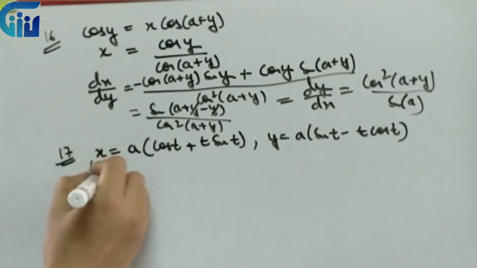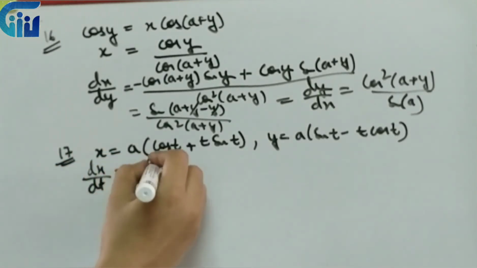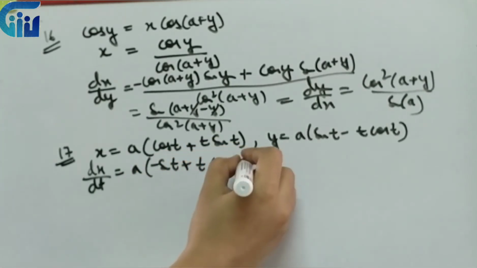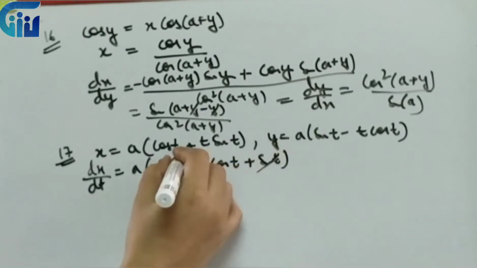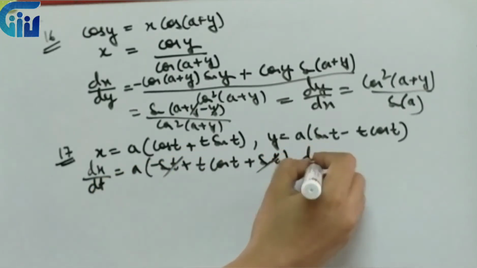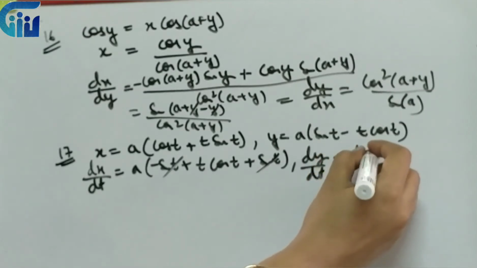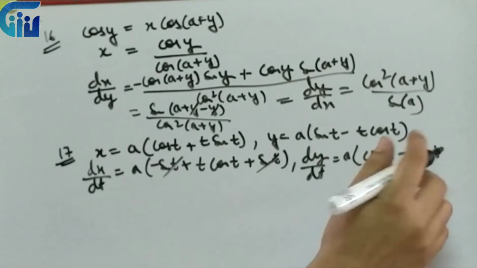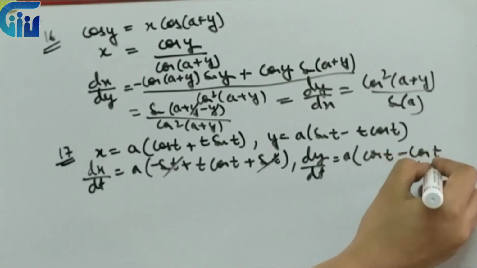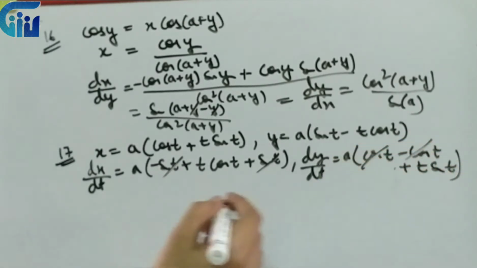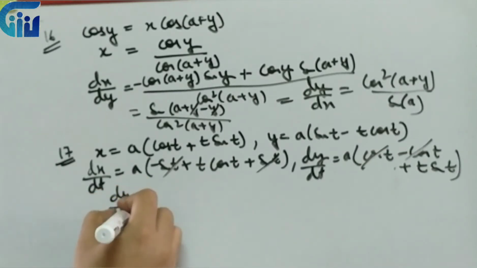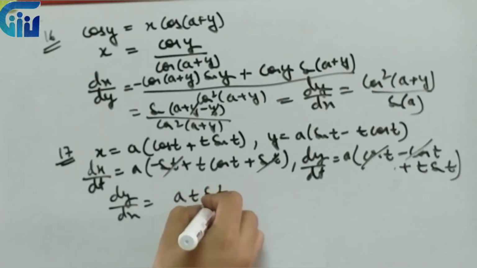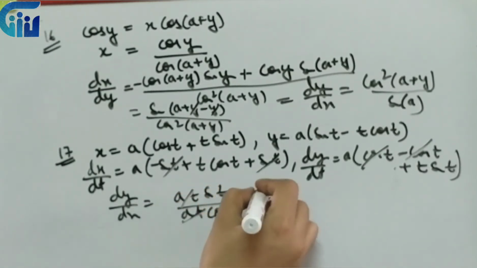So we will find dx by dt. It will be a minus sin t plus t as it is, times the derivative of sin, which is cos, plus sin t. This will get cancelled. For dy by dt it will be the same: a cos t minus cos t, and this will be minus t as it is, times the derivative of sin t. This will get cancelled. So dy by dx will come out to be a t sin t upon a t cos t. So this will be tan t.